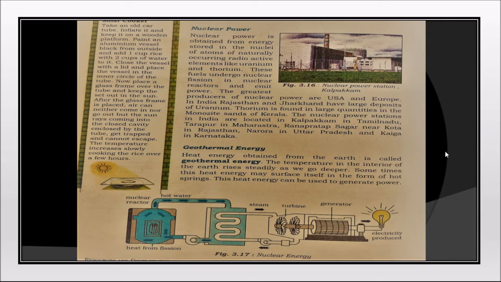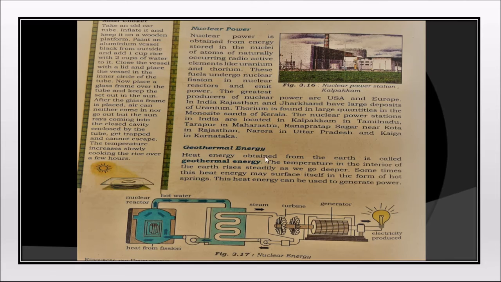The energy that is stored in atoms, nuclei that occurs in radioactive elements naturally. Thorium and uranium are some of the examples of radioactive elements used. In nuclear reactors, the nuclear fuels have to undergo nuclear fission, which in turn produces power. Europe and the USA are some of the greatest producers of nuclear power. In India, Jharkhand and Rajasthan have a huge quantity of uranium. Kerala's monazite sands also have thorium deposits. Kaiga in Karnataka, Rana Pratap Sagar, Kota in Rajasthan, Tarapur in Maharashtra, Narora in Uttar Pradesh, and Kalpakkam in Tamil Nadu are some of the main important nuclear reactors of India. Okay.